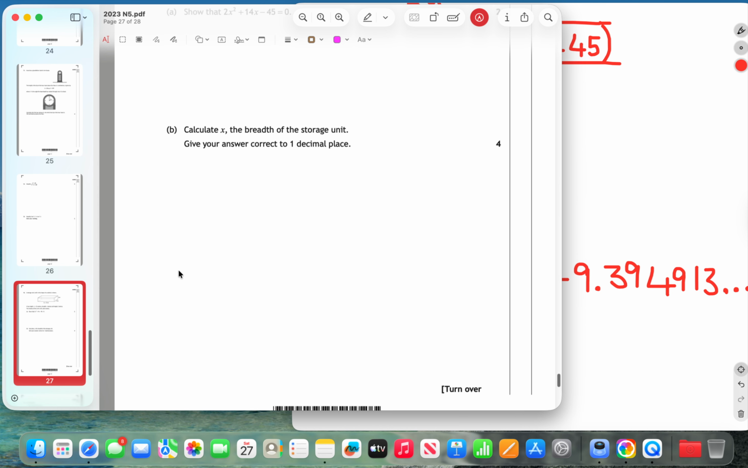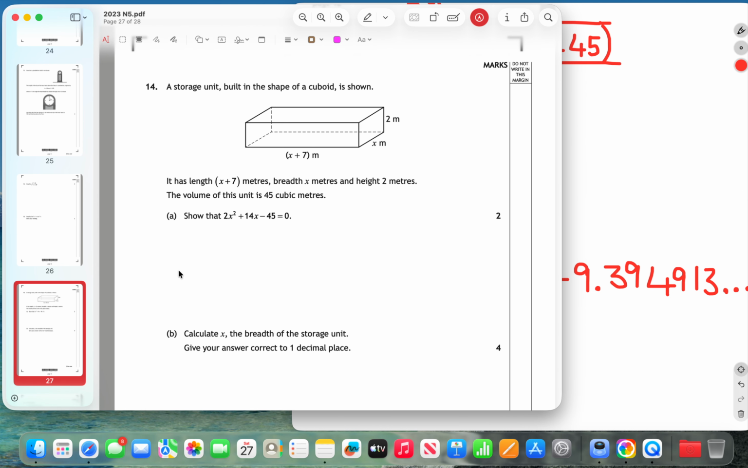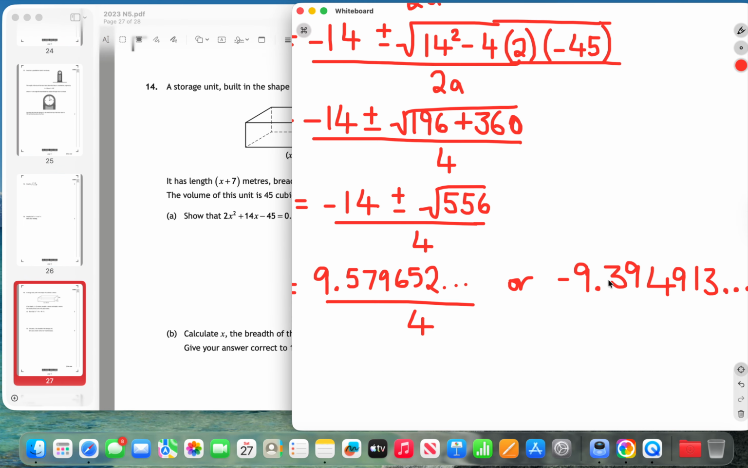And we've got 2 solutions, but only one of them is the answer. Look at the context of the question. We have to find the breadth. You can't have a negative dimension of a visible cuboid. That makes no sense.